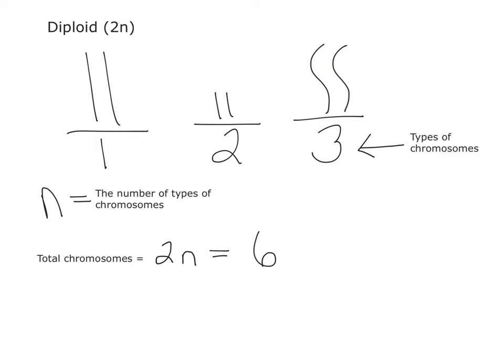You guys should note that in cells from the same organism, a haploid cell will have half as much DNA as a diploid cell. So in this case, our diploid cell had 6 chromosomes. A haploid cell has only 3.